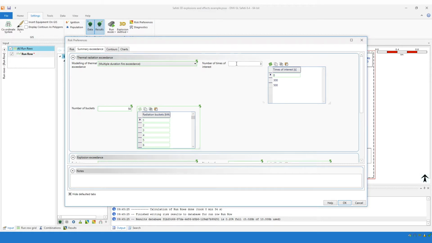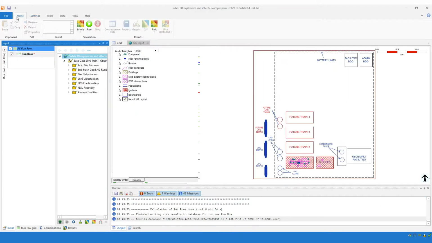By default, the number of times of interest is set to 1 and the time of interest is set to 0. So by default, your radiation exceedance curve will include all fire scenarios in your study. In this example study, I've increased the number of times of interest to 3, and I've added 2 additional times of interest, 300 seconds and 500 seconds. When we produce the exceedance curves, we will see 1 exceedance curve for each of these times of interest.